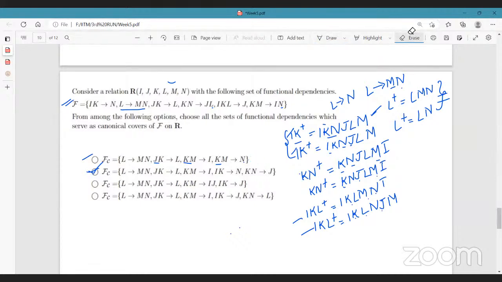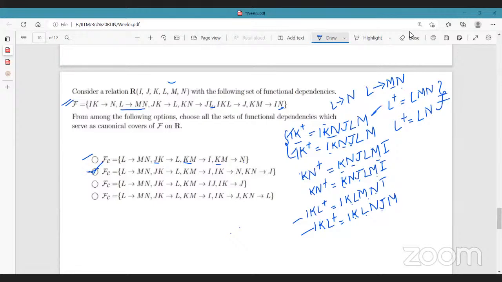How will we ensure the others are not extraneous? Suppose we got that L is extraneous, N is extraneous in the process of determining these closures. We got it here because it was extraneous. But how can we say others are not? We have to check whether it is a required condition or not.